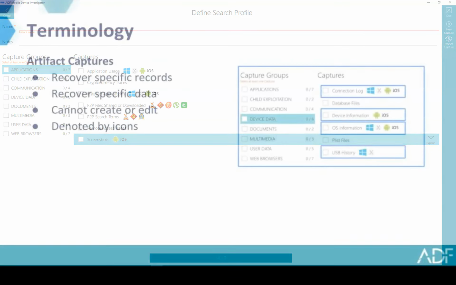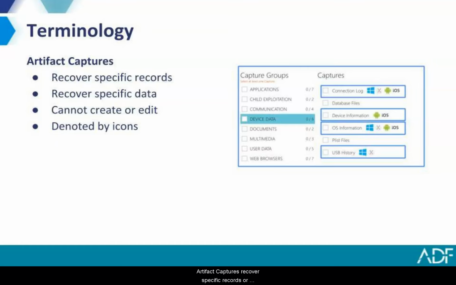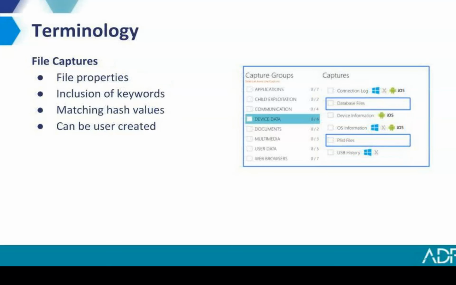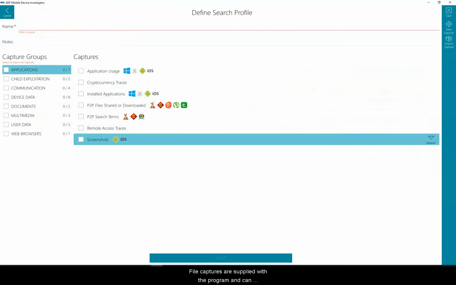As a refresher, artifact captures recover specific records or information, such as your browsing history records and your user account information. Users cannot create or edit artifact captures. File captures recover files matching certain criteria, such as file properties, inclusion of keywords, or matching hash values. File captures are supplied with the program and can also be user created.